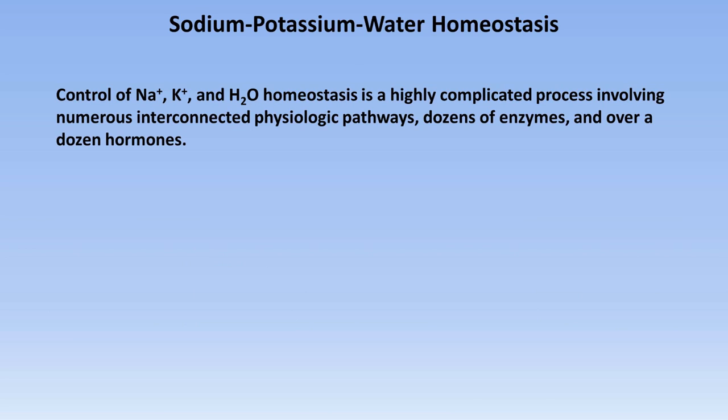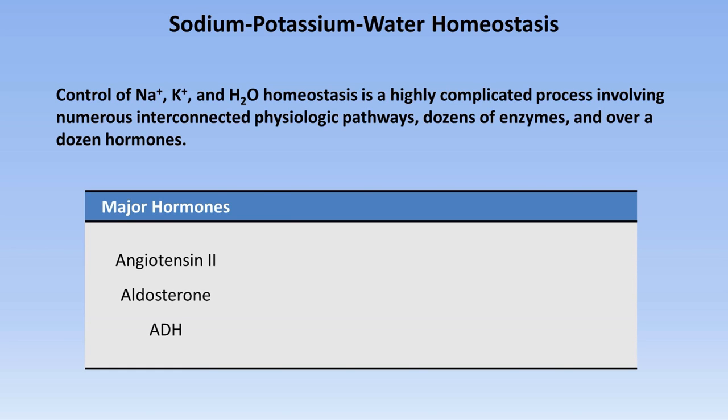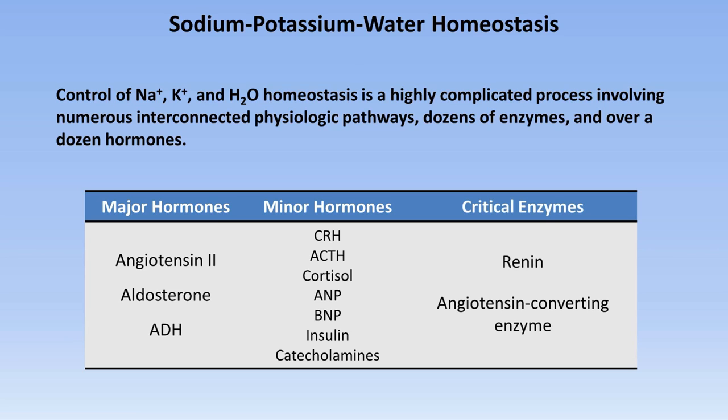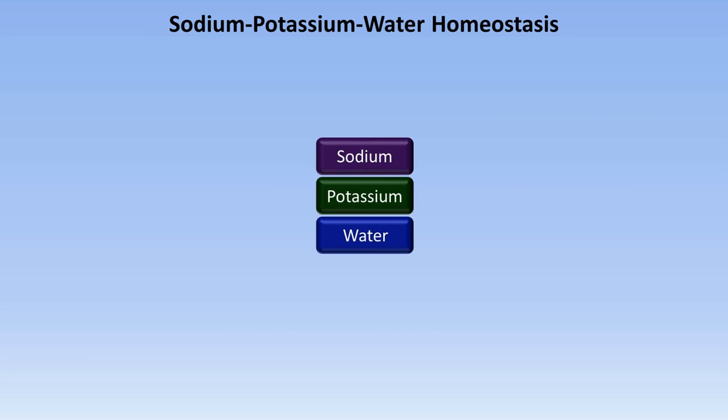The key players of sodium-potassium water homeostasis that I'll be discussing can be broken down into 3 categories. There are 3 major hormones, 7 minor hormones, and 2 critical enzymes. If it's not listed here, it's not clinically relevant. So let me start now with the big picture without details. This will represent the sodium, potassium, and water that is present in our blood. There are 4 arms or domains of physiologic processes that closely interact to keep these in balance.